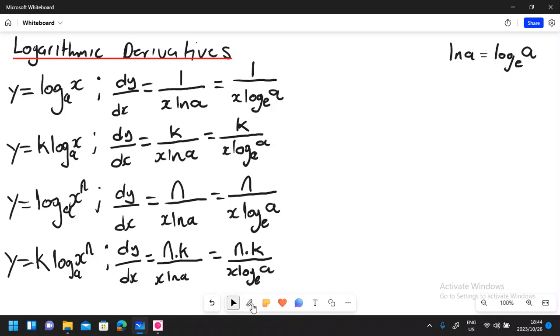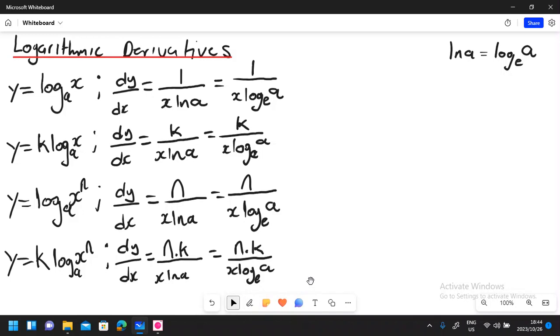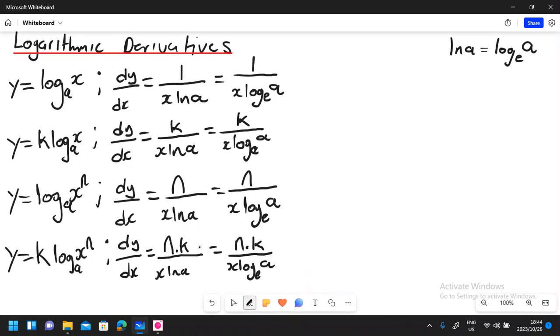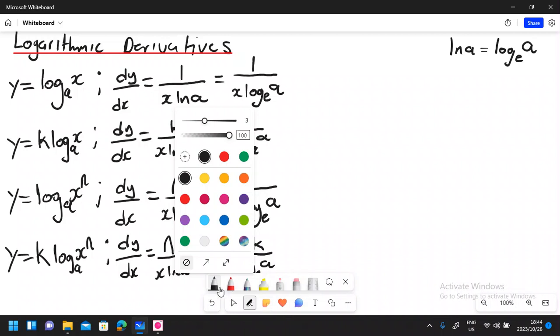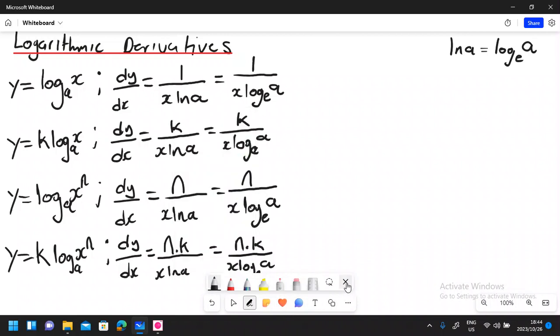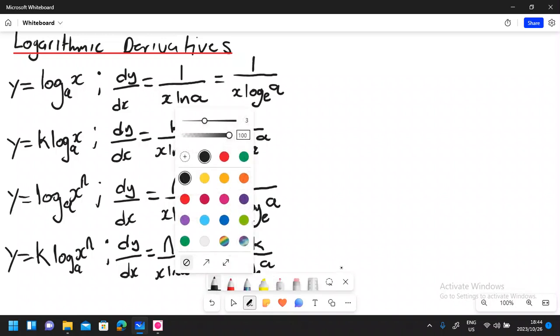Now that we are done with the standard logs, how about when we derive the natural logs? All right, let me just create more space here because I need to click the pen here. All right, we are fine. Okay, now let's erase this, guys. Can we erase this for now?